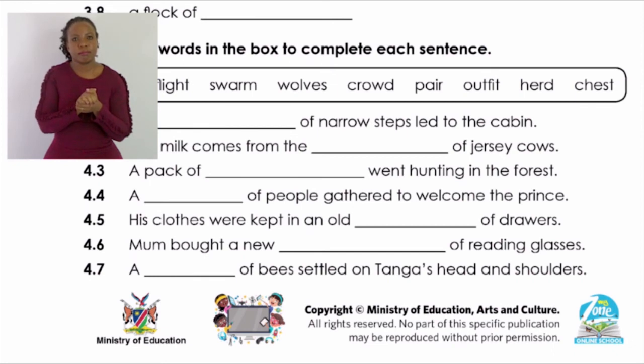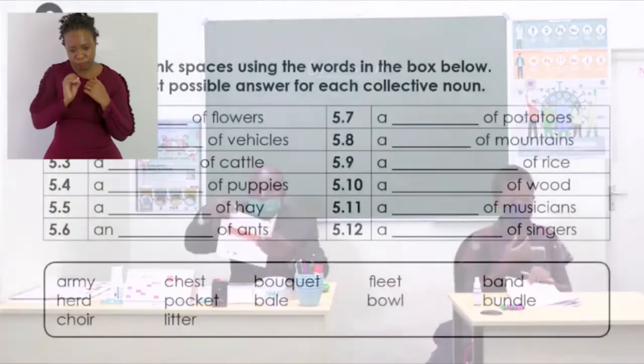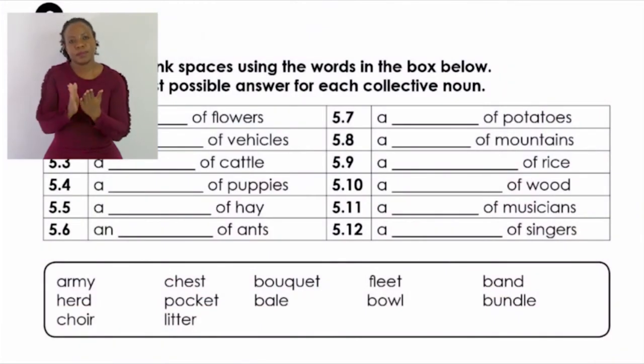A dash of narrow steps led to the cabin. We would say a pair of narrow steps led to the cabin. All right. Our milk comes from the herd of Jersey cows. So, boys and girls, what remains is for you to complete. Let's turn to the next page, which is page 6.